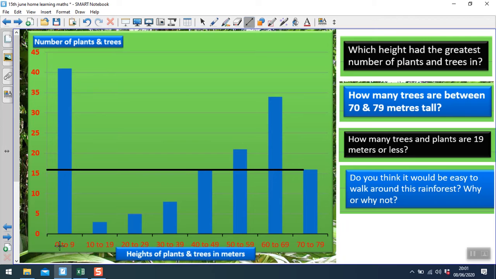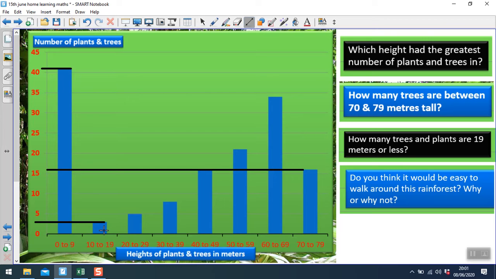How many trees and plants are 19 metres or less? So this is the heights again. So this is 10 to 19 metres and this is 0 to 9 metres. So 41 were 0 to 9 metres and 3 were 10 to 19 metres. So how many trees or plants are 19 metres or less? So between 0 and 19 metres, 41 plus 3 is 44 trees and plants.